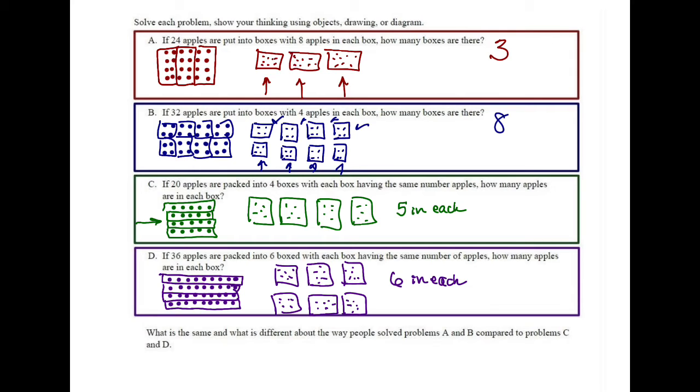Now the next one, we set out our boxes first, and then we added apples one at a time to each of them so that we kept them even, right? It's like we dealt the apples to each of the boxes. It's the same process. It's the same answer, just a different process.